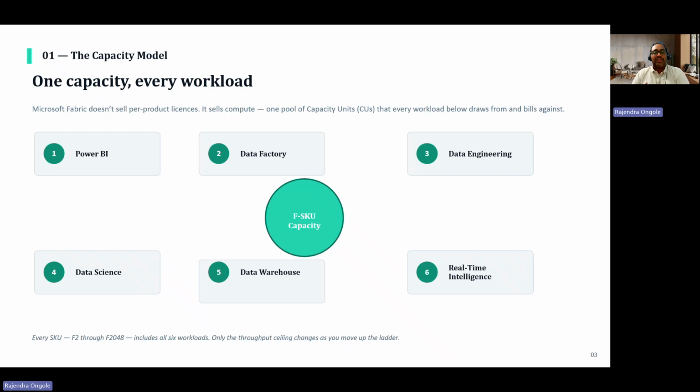So there is one pool of capacity units, and every workload has to be drawn and billed against it. Each SKU starts from F2 and goes up to F2048. Even recently, as per my observation of the licensing chart, there are SKUs above 2048 available. That part we will also discuss. And what about the cost? Very interesting thing. That part we will also see.